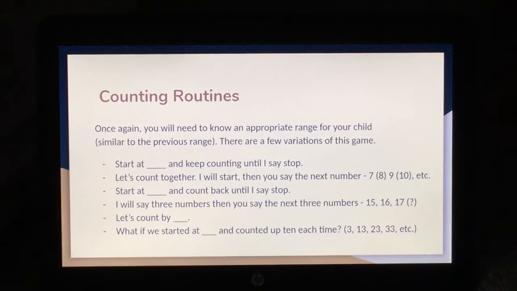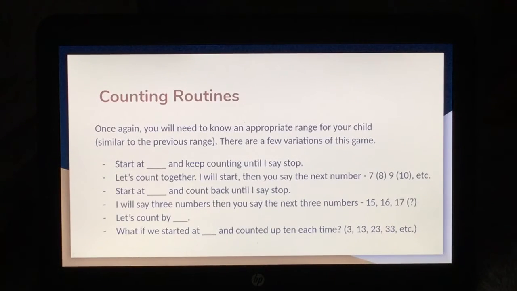This discussion is a counting routine. So once again, you're going to need to know an appropriate range for your child. And this might be similar to the previous range in the Guess My Number. So in kindergarten, students are expected to count to 100 by ones and tens, beginning at 0. They're also expected to count back from 30 by ones. In addition, students need to be able to count to 100 starting at any number within that range.